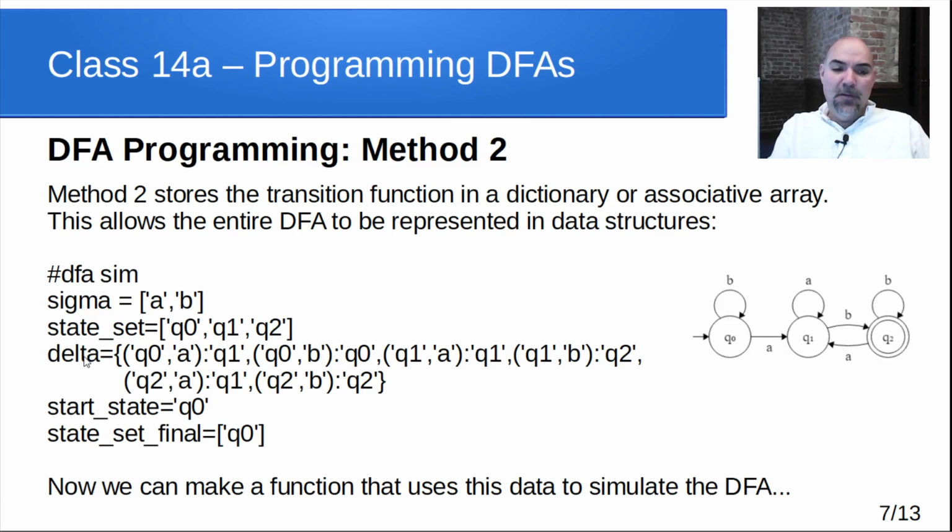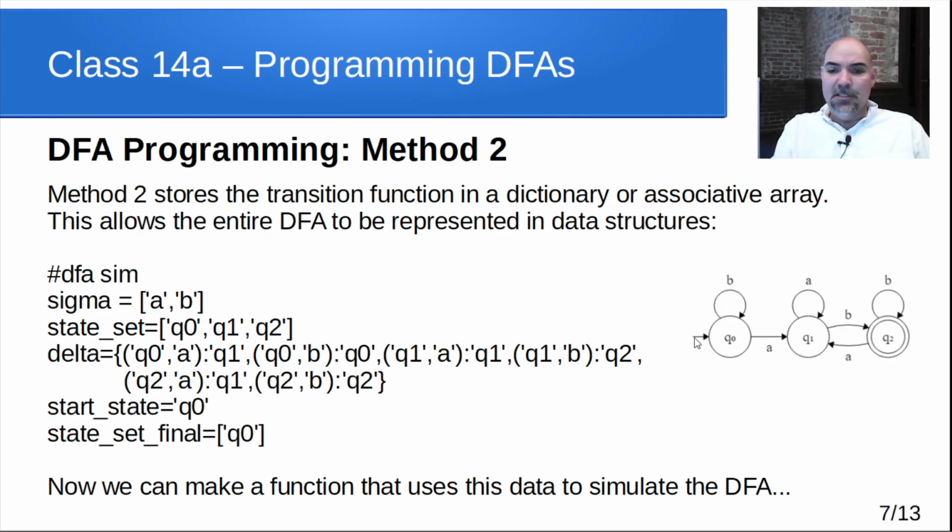And then this delta is our transition function. So our transition function is going to map state-symbol pairs to resulting states. This looks just like all the elements of our transition function. So notice 0 on an A goes to 1. 0 on a B stays in 0. 1 on an A, or the pair 1 and A, goes to 1. 1 and B go to 2. 2 and A go back to 1. 2 and B stay in 2.